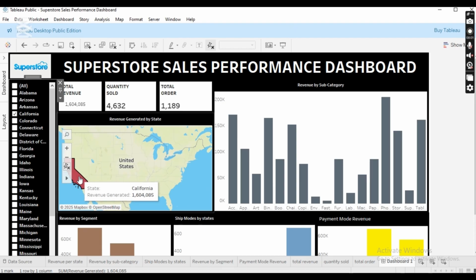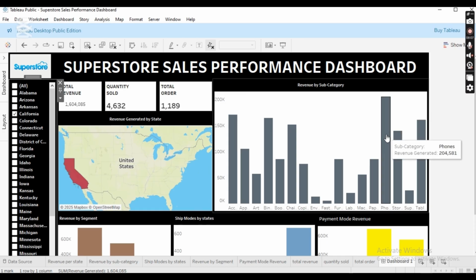All right. Then when we look at the revenue generated by the subcategories, we realize that phones were one of the biggest, highest commodity or subcategory that people bought. All right, followed by accessories, followed by binders, followed by tables, chairs, and this can actually lead us to something.